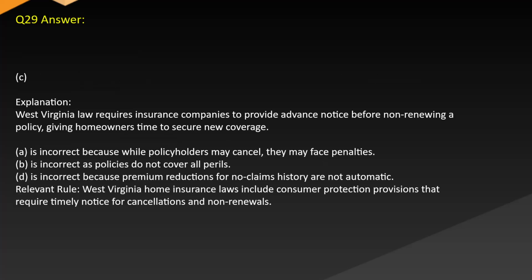Answer C. Explanation. West Virginia law requires insurance companies to provide advance notice before non-renewing a policy, giving homeowners time to secure new coverage. A is incorrect because while policyholders may cancel, they may face penalties. B is incorrect as policies do not cover all perils. D is incorrect because premium reductions for no claims history are not automatic. Relevant rule: West Virginia home insurance laws include consumer protection provisions that require timely notice for cancellations and non-renewals.